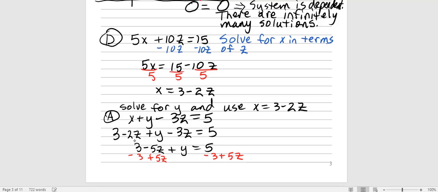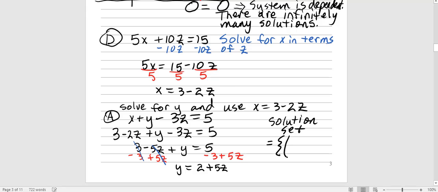Now on the left side, that simply leaves me with y. On the right side, 5 minus 3 is 2, and then I add this 5z. So I now have my solution set. All of my solutions will take this form.